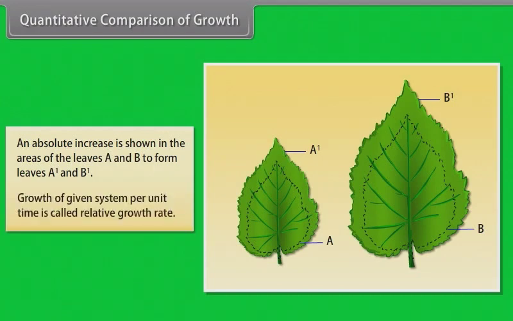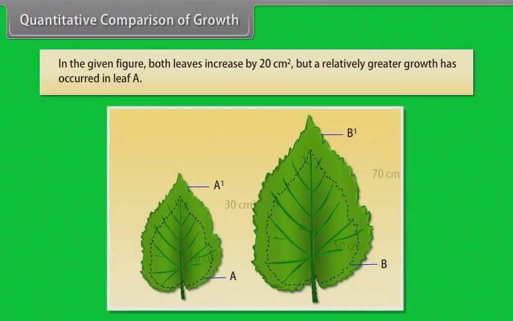Growth of given system per unit time is called relative growth rate. In the given figure, both leaves increase by 20 cm square, but a relatively greater growth has occurred in leaf A.